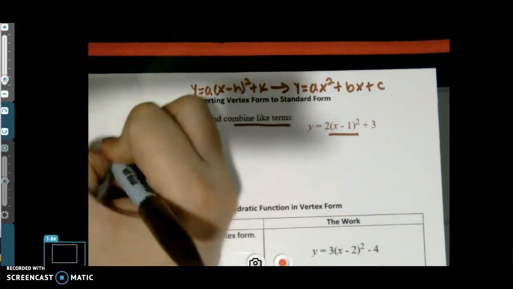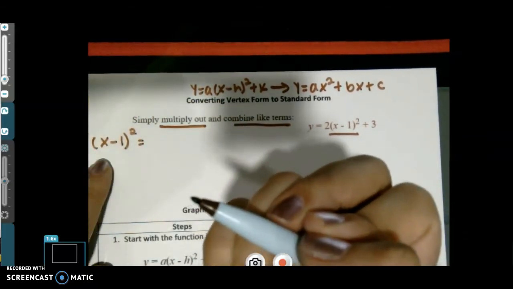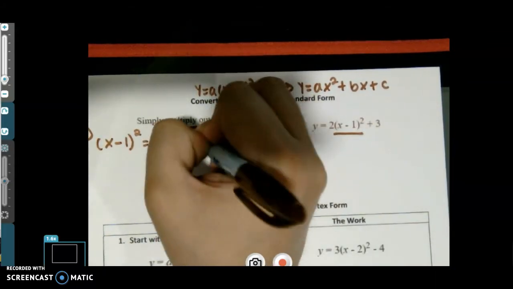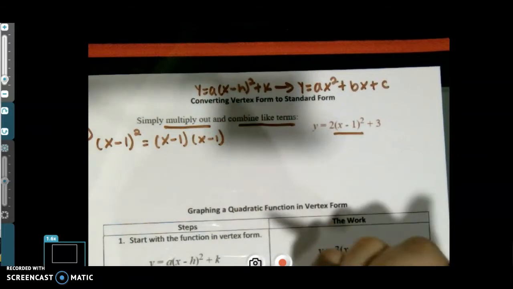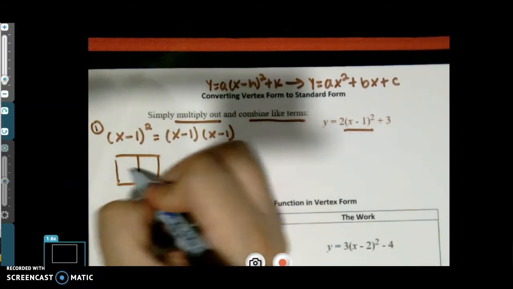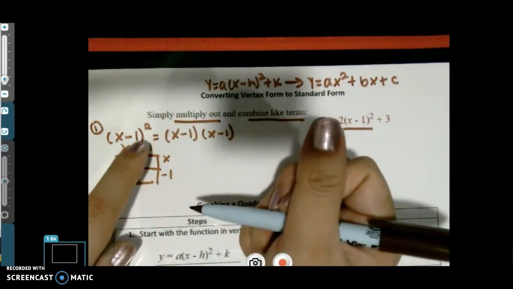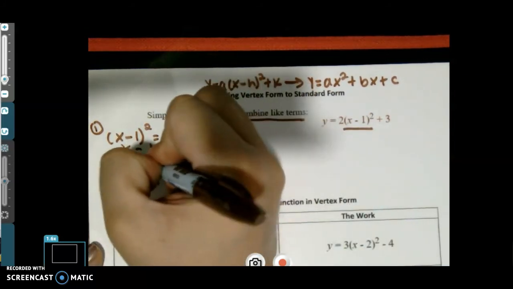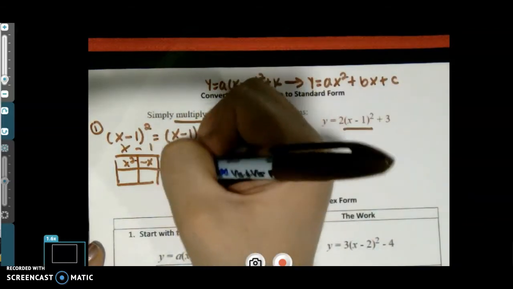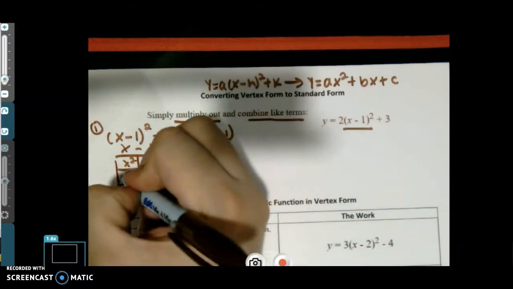So this is like my step 1. Because we know this x minus 1 to the power of 2 means that there's 2 of these. So that means it's x minus 1, parentheses, and then parentheses x minus 1. So this is what we mean by simply multiplying it out. So let's actually do my little area model. x minus 1, x minus 1. Okay? So negative 1 times x is negative x. Then x times x is x squared. Negative 1 times negative 1 is positive 1. Negative 1 times x is negative x.